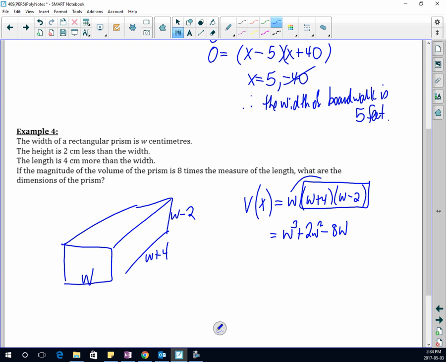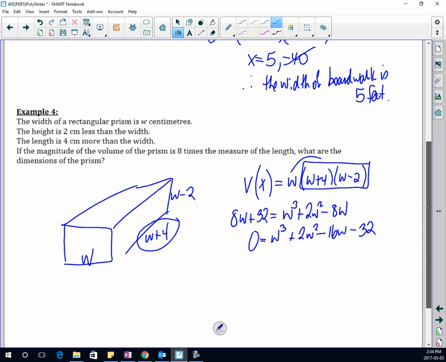So now what is that equal to? My volume is 8 times the measure of the length. This is my length right there. Yes, 8W plus 32. Very good. Okay, let's move it all over. 0 equals W cubed plus 2W squared. And if I move the 8W over, I get minus 16W. If I move the 32 over, I get minus 32.